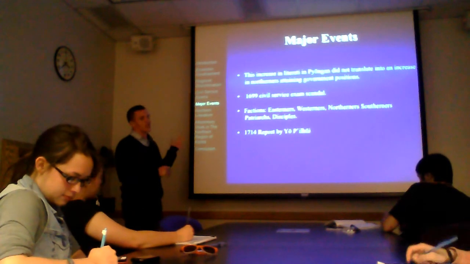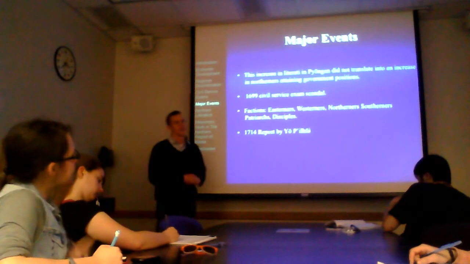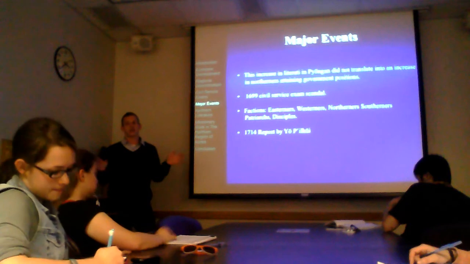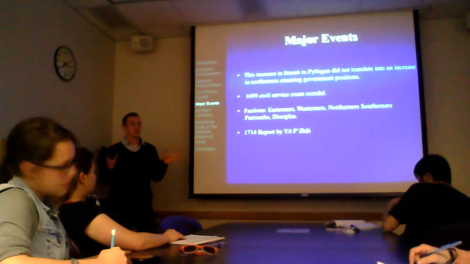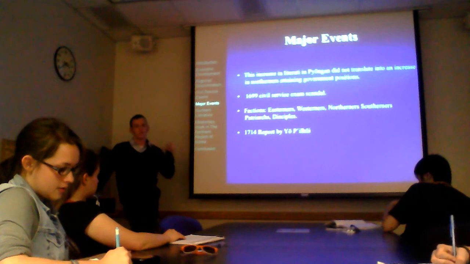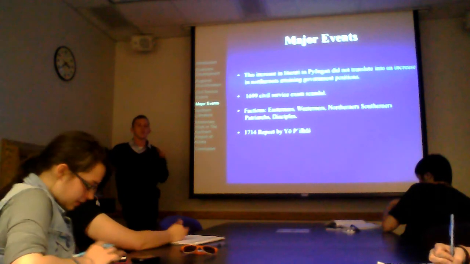So, one of the major events that I researched, there was in 1699, there was a scandal that people taking the civil service exam, a whole group of them were accused and found to be cheating. And what happened is the factions that wanted to stay in power bribed the officials that were running the press and people who were.